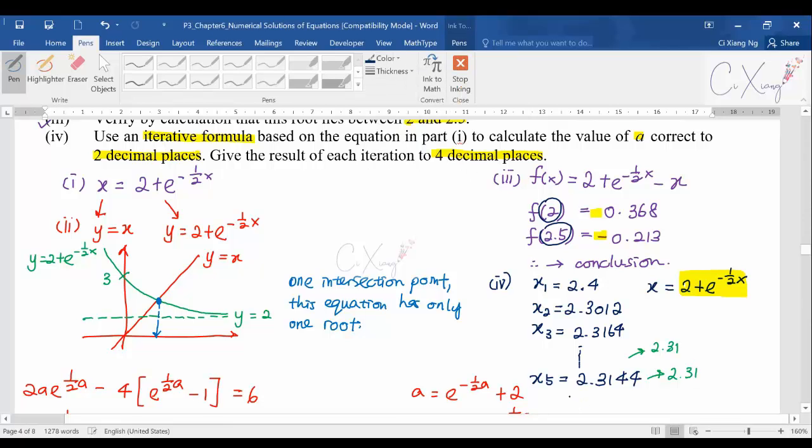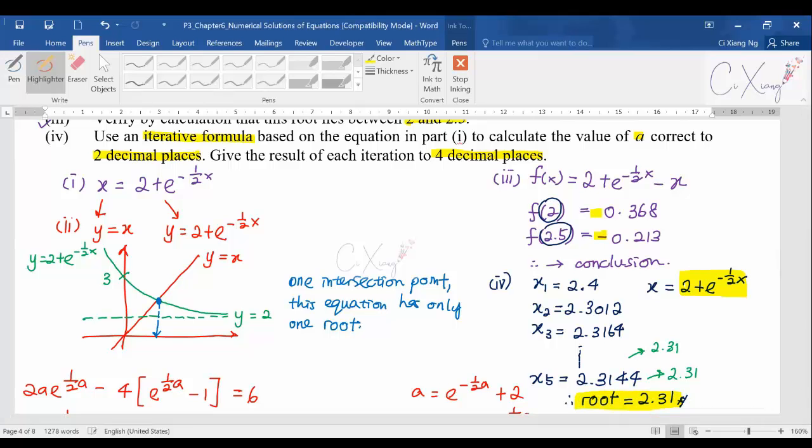And after that, I will just try to make a conclusion. So what's the root eventually? The root is 2.31. No matter what value you are using, as long as your value is between 2 and 2.5, generally there's no problem for you to get the answer, 2.31.